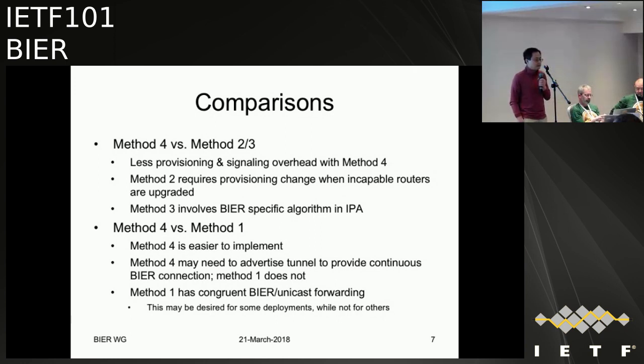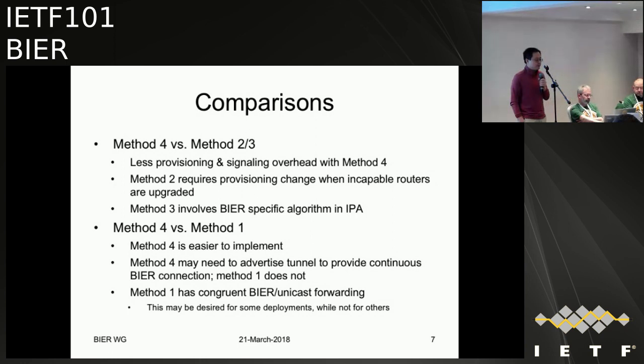Against number 2 and 3, you have less provision and signaling overhead. And in particular, in number 3, you are basically defining something specific to beer in the flex algo. Then between number 4 and number 1, implementation-wise, number 4 is easier. Basically, when you put a node into the candidate list, you just skip it if you don't support the beer, and the rest is just the same.